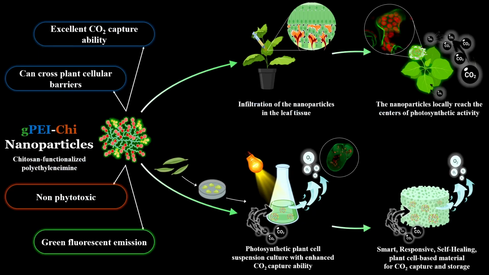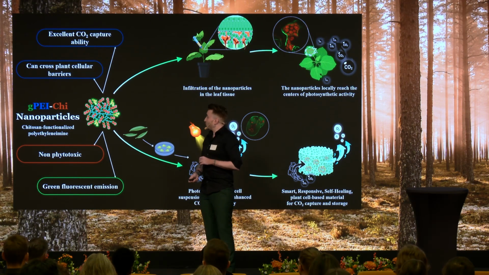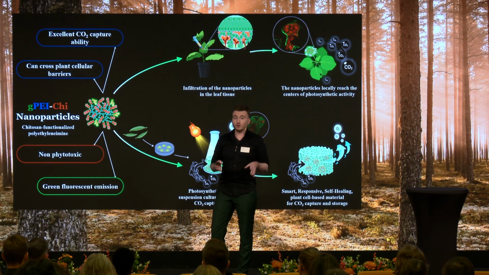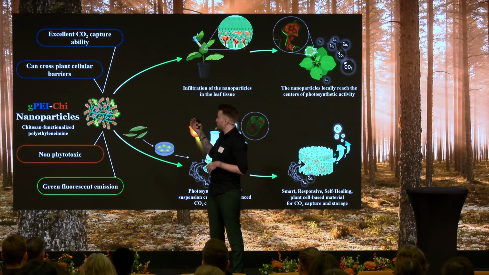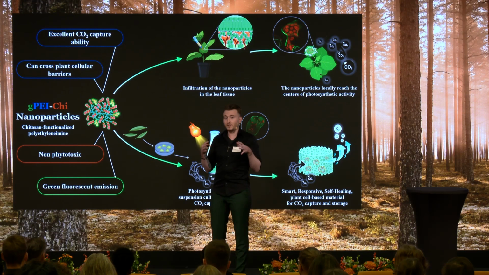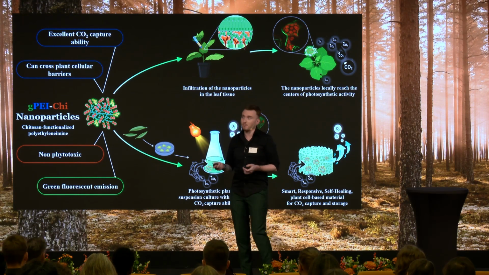We developed specific nanoparticles based on PEI, which is an organic polymer that is able to capture CO2 from the atmosphere and can also cross plant cellular barriers. And we functionalized it with chitosan, which is a natural polymer that is biodegradable. We functionalized it with chitosan in order to render our nanoparticles phytocompatible. We also made them green fluorescent just so that we can see them.